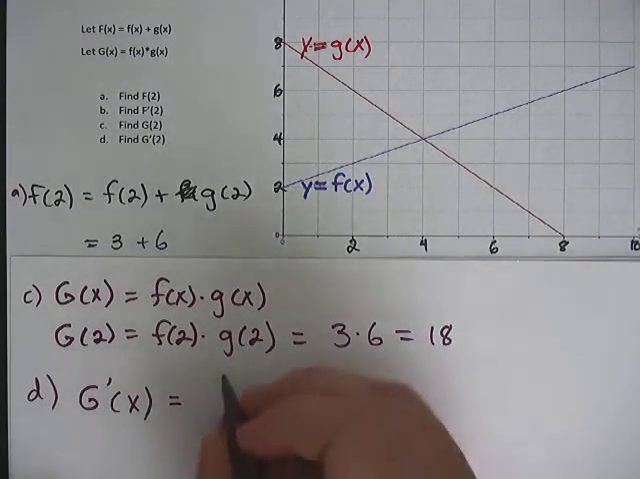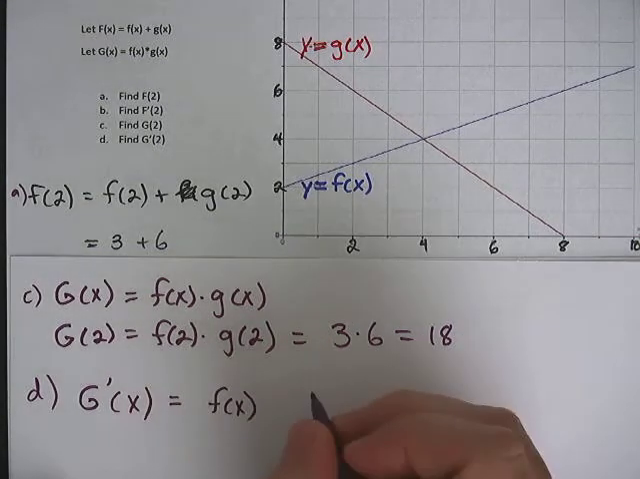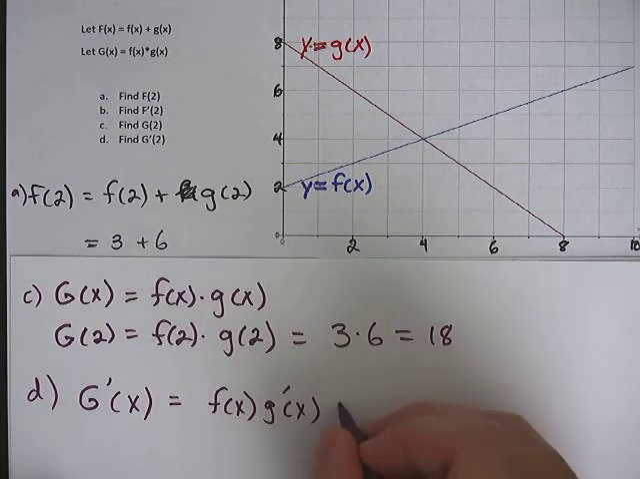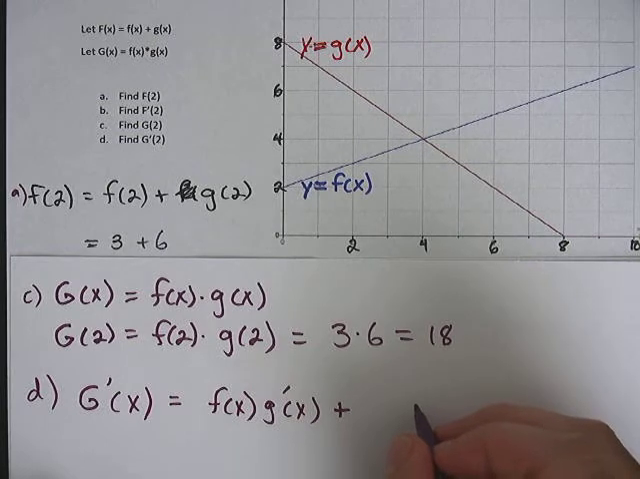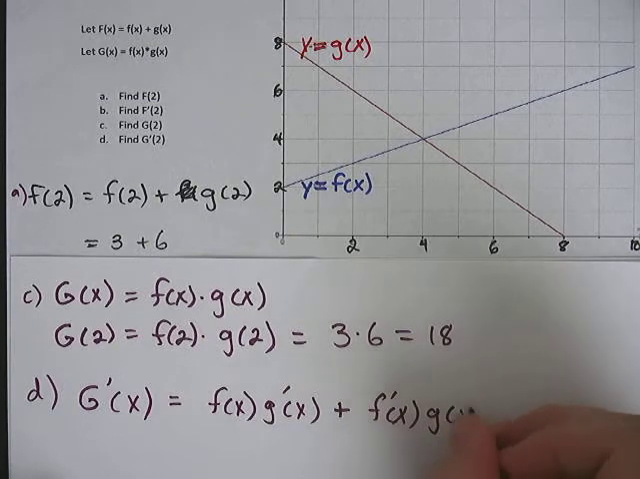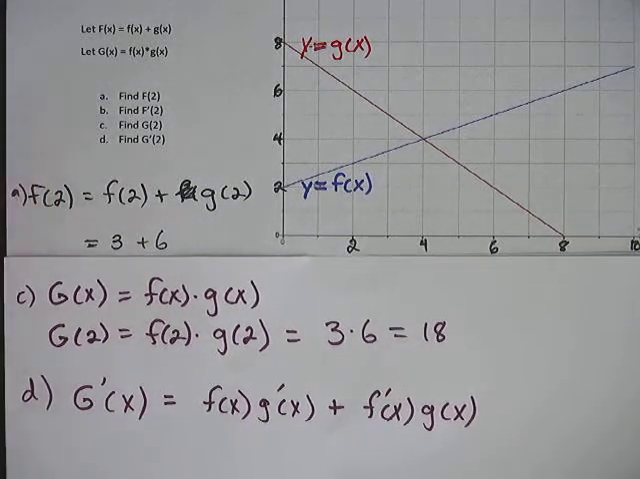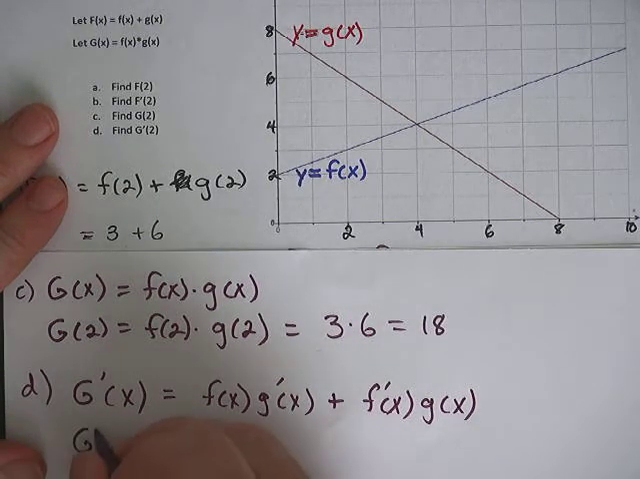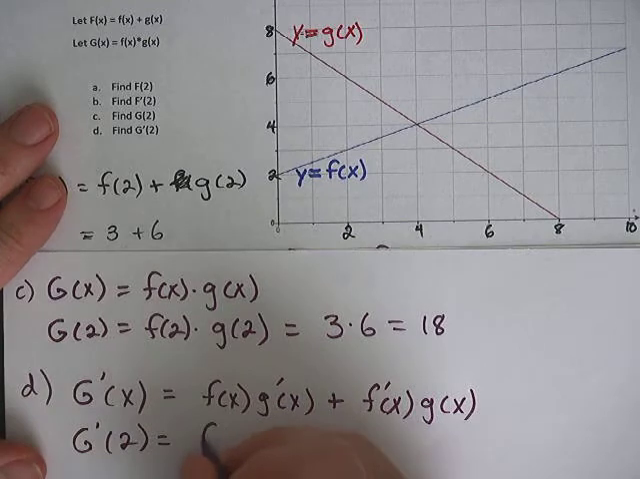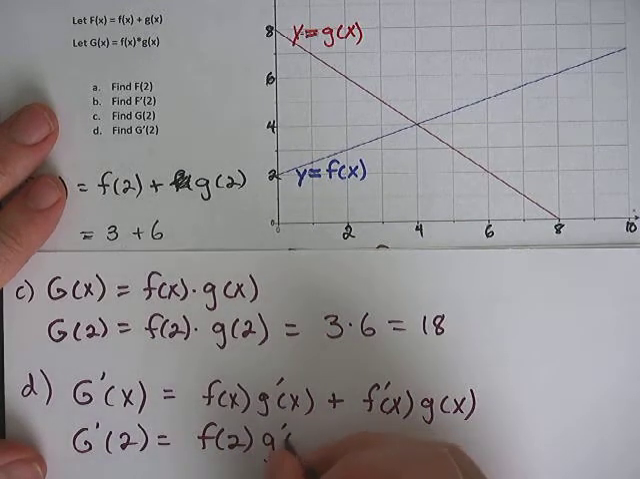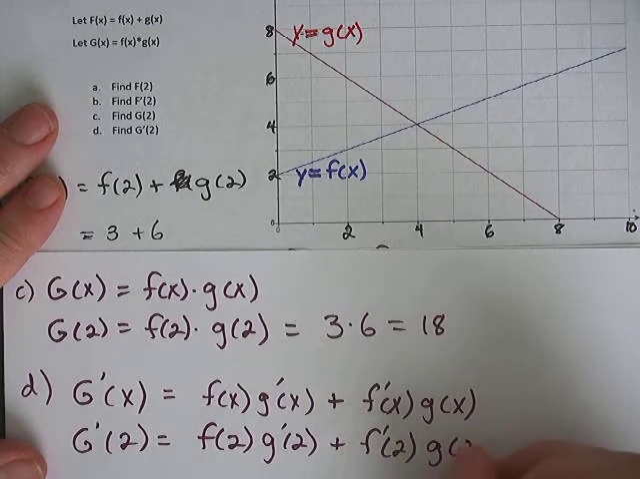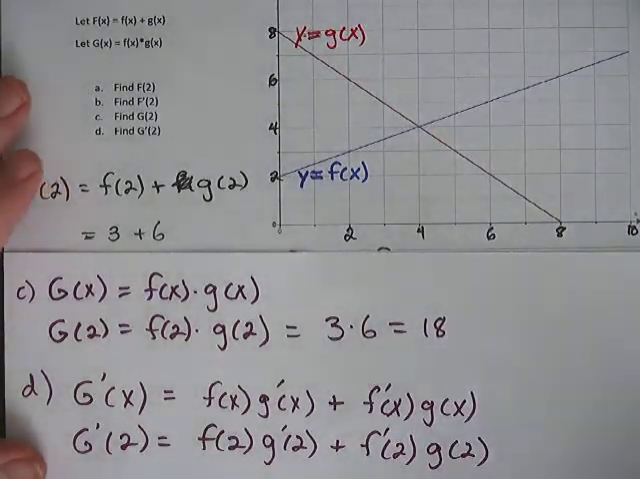So the first is f of x times the derivative of the second function, so g prime of x, plus the second times the derivative of the first. So the derivative of the first is f prime of x times the second one. Okay, so this one's a little trickier, but we have all the values already. So what would capital G prime of 2 be? Well, it would be f of 2 times g prime of 2 plus f prime of 2 times g of 2. Okay, let's go to the graph one last time.